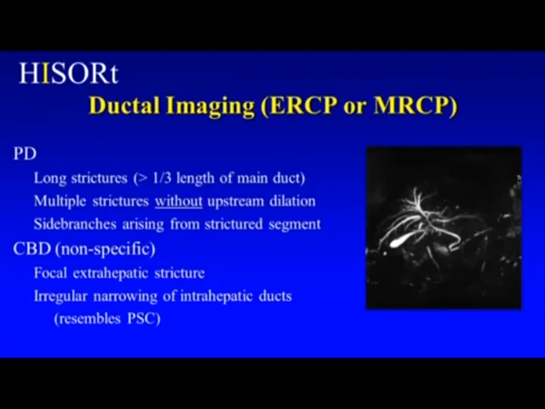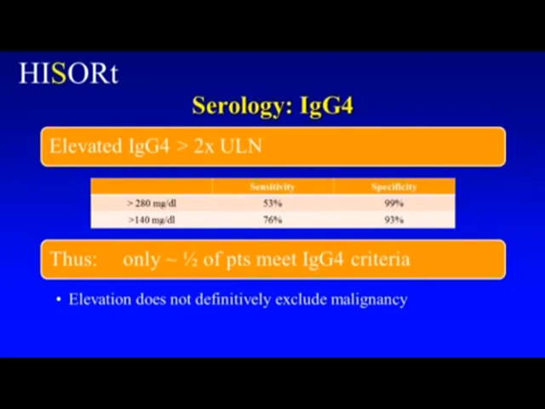Ductal imaging, typically obtained either by ERCP or MRCP. The pancreatic duct will be characterized by very long strictures, typically involving more than a third the length of the duct, and you can see that here. It's a very long stricture, again, without upstream dilation. Often you can have multiple strictures. In addition, at ERCP, the finding of side branches arising from the strictured segment is highly suggestive of AIP. The common bile duct will have strictures either in the distal duct mimicking pancreatic carcinoma or segmental strictures in the intrahepatic duct, which you can kind of see here. There's a stricture in the intrahepatic duct.